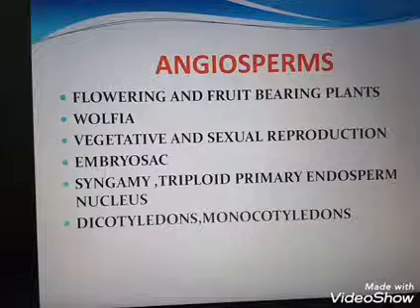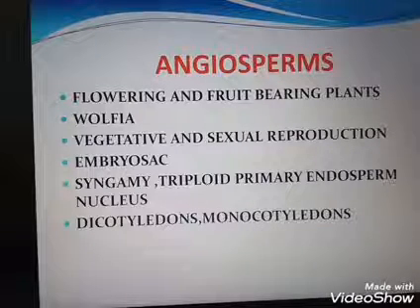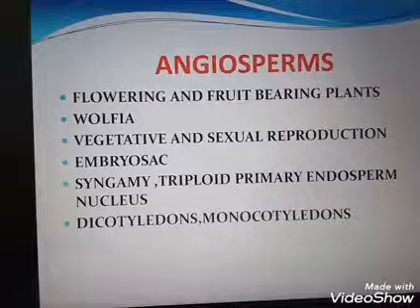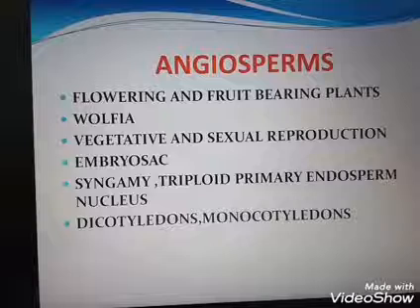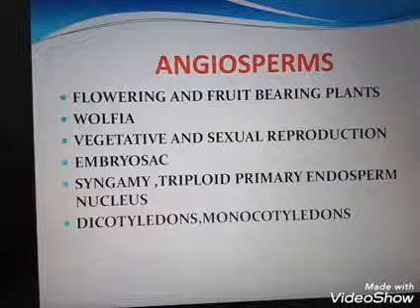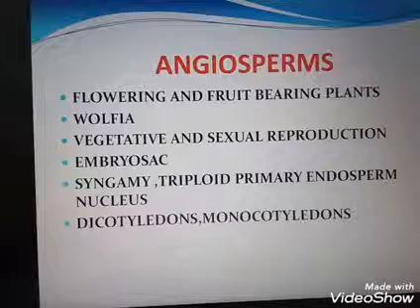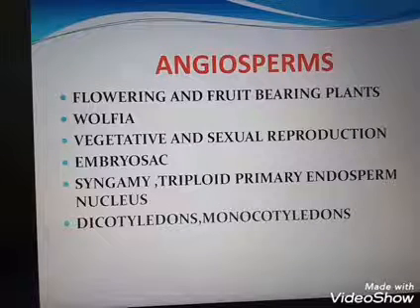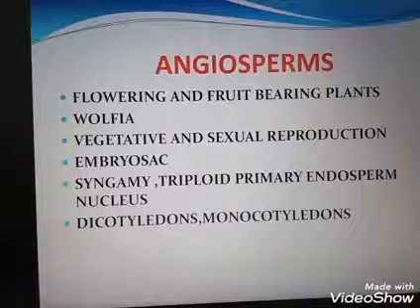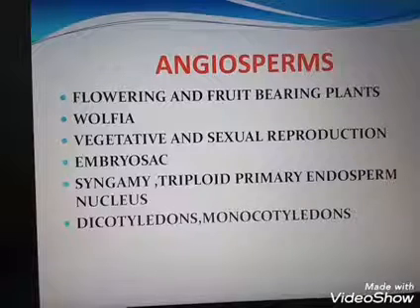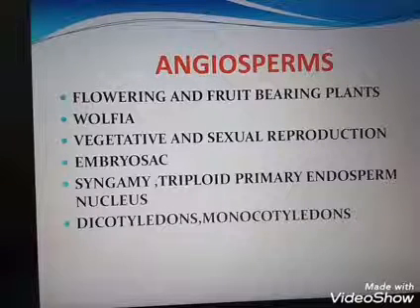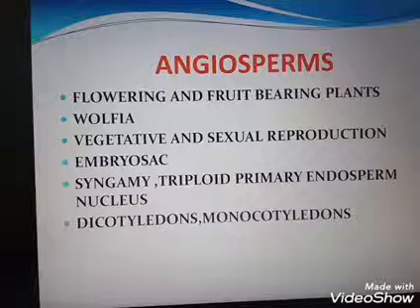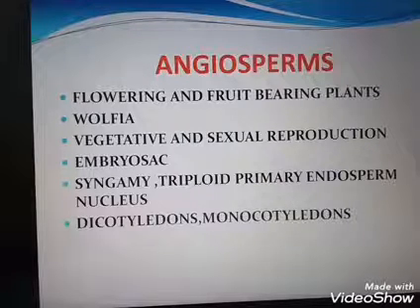We discussed gymnosperms. In gymnosperms, the seeds are naked. Naked means the seeds are always exposed. But here the seeds are protected within a fruit and are sporophytic. The plant body is well differentiated into root, stem, leaves and flowers. They have well developed vascular tissues. Vascular tissues means xylem and phloem.